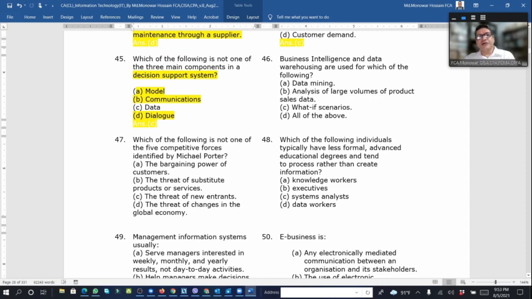Business intelligence and data warehousing are used for which of the following? Here there are three things. The answer would be all: data mining, analyzing a large volume of product sales data, and what-if scenario analysis. All of the above. So the answer is all of the above.